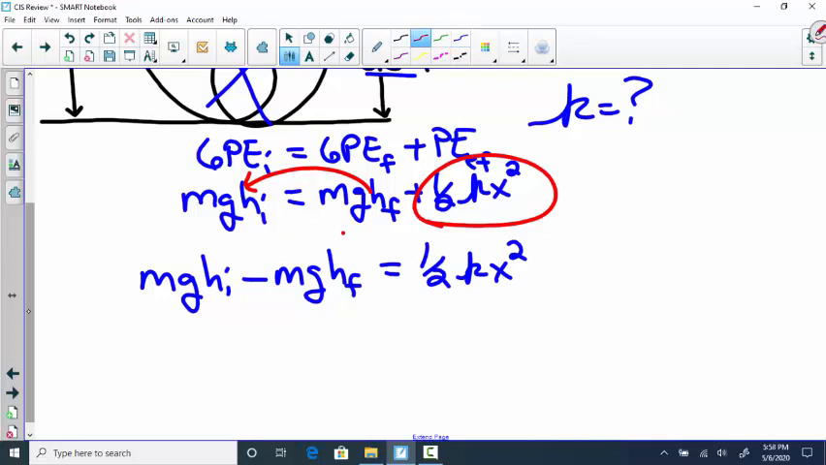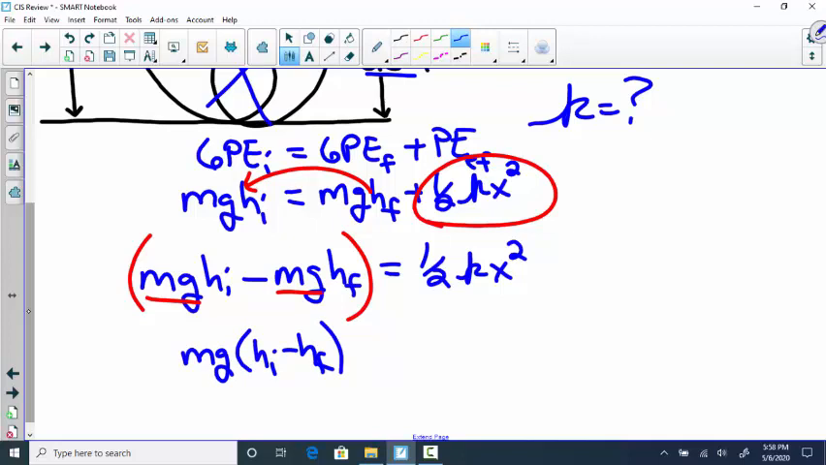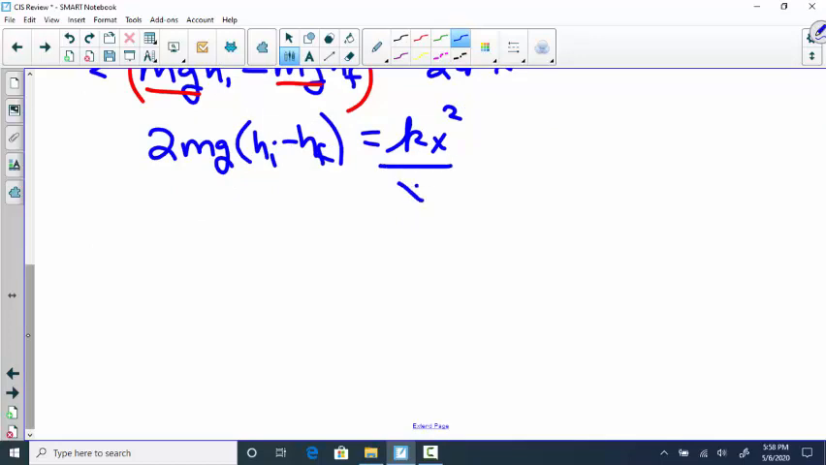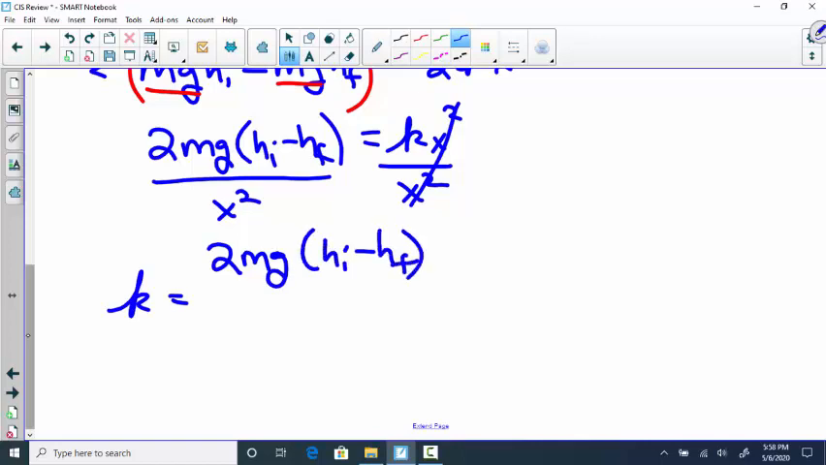Now, on this side, get used to the fact that, and this is important, you have an mg and an mg in both terms. Pull that out. So you'd have mg times h initial minus h final. Okay, that's kind of useful. And I'm also going to get rid of the 1/2 by multiplying both sides by 2. So now I have 2 times that, and I'll just write down what I have left, kx squared. And then I'm going to divide by x squared divided by x squared. So then my spring constant is 2 mg times h initial minus h final all over x. Ooh, that's x squared, not x sub 2. X squared.